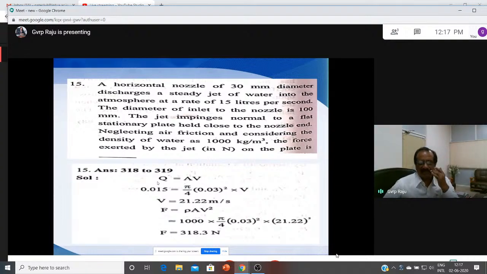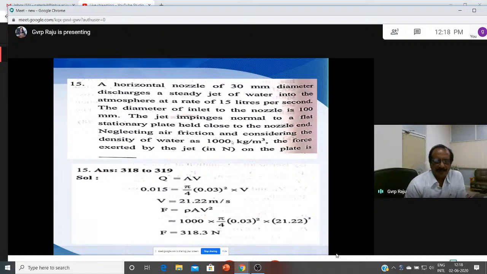A horizontal nozzle of 30 mm diameter discharges a steady jet of water into the atmosphere at the rate of 15 liters per second. Once again, liters per second you can convert to meter cube per second. So 15 into 10 power minus 3, so that is 0.015. The jet impinges normal to the flat stationary plate close to the nozzle end, neglecting air friction and considering the density of water. Find the force exerted by the jet in newtons.